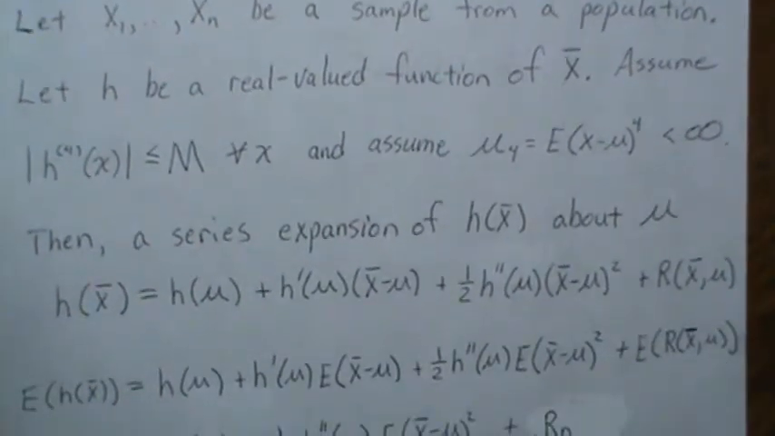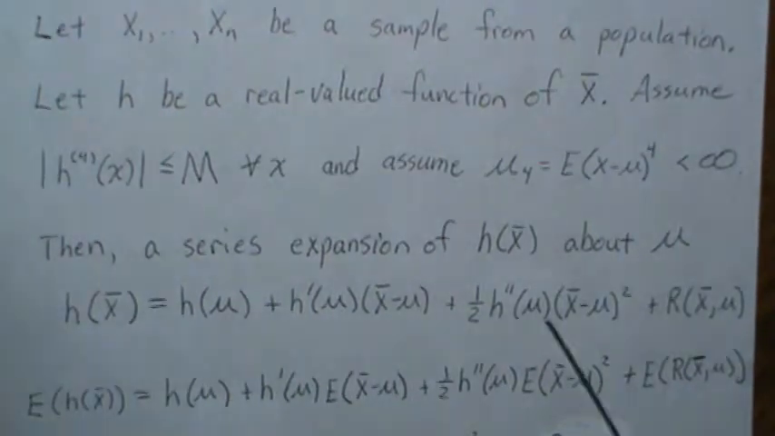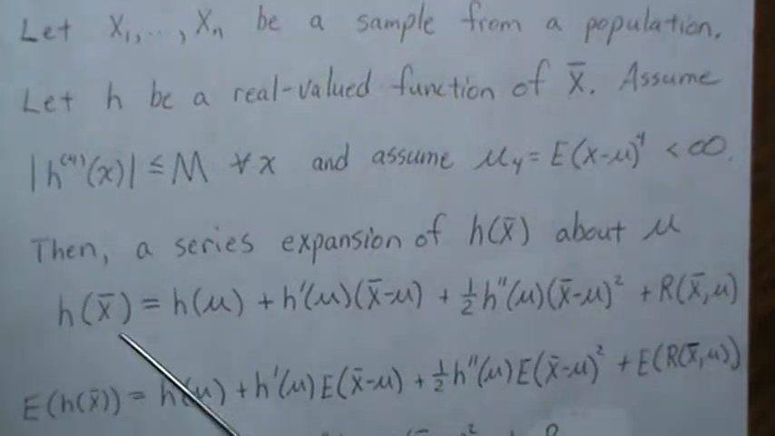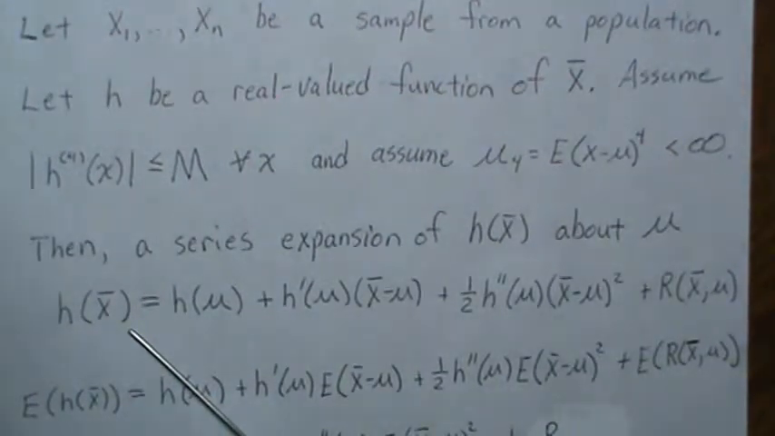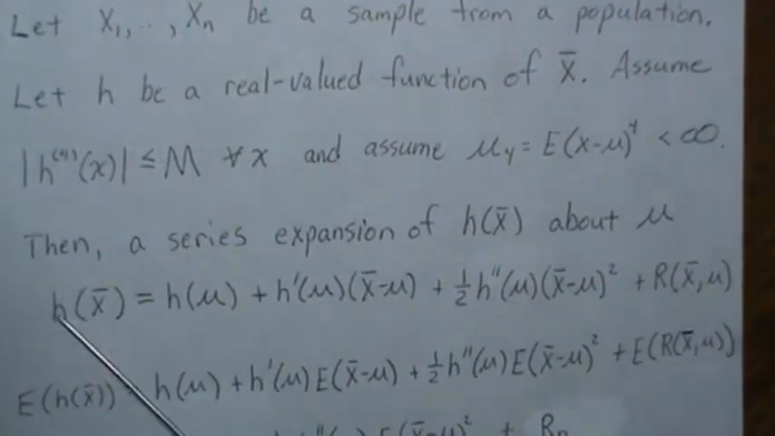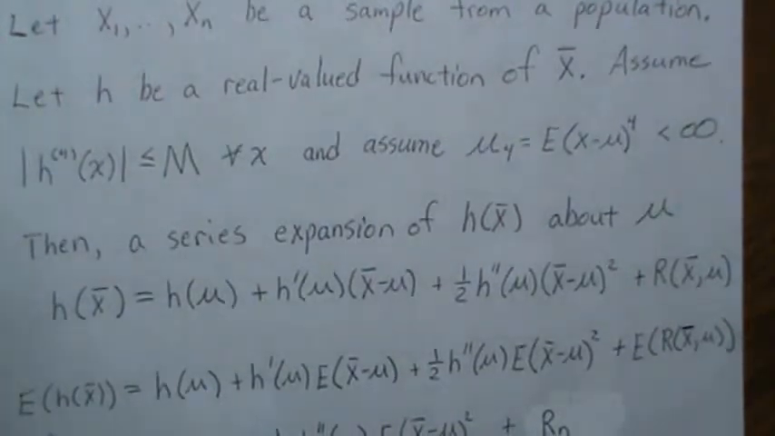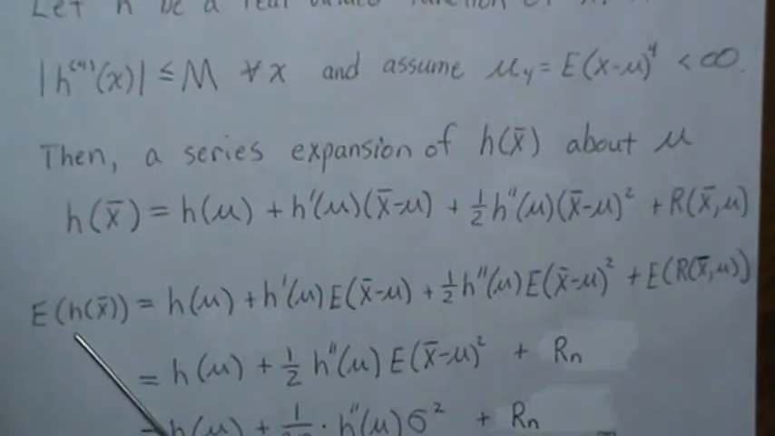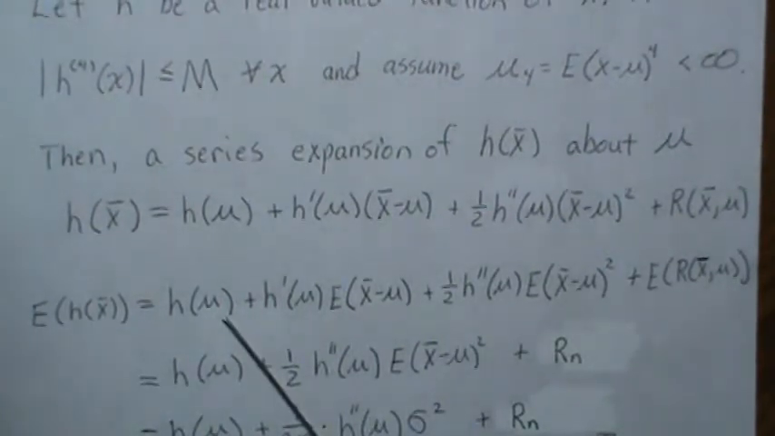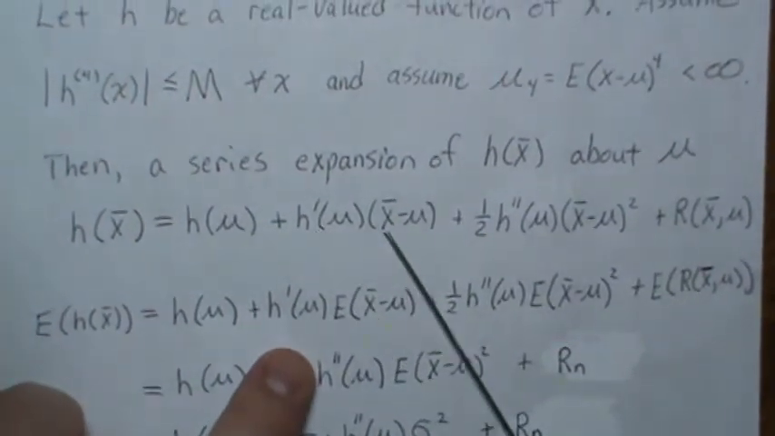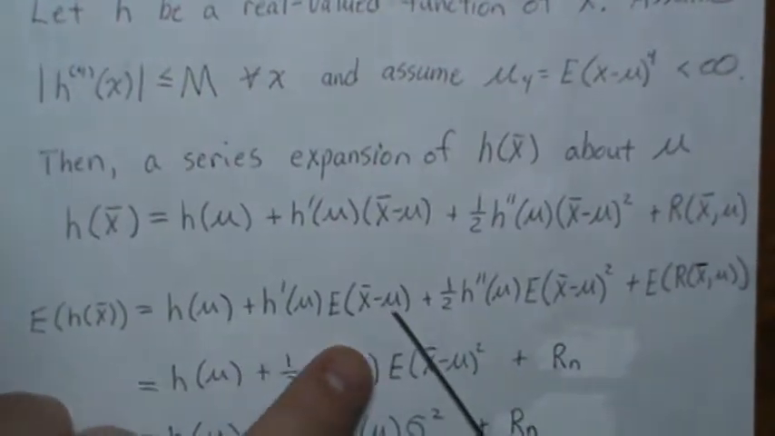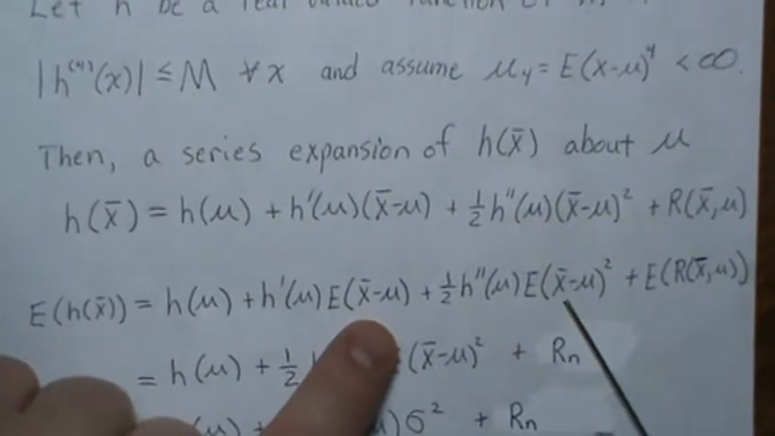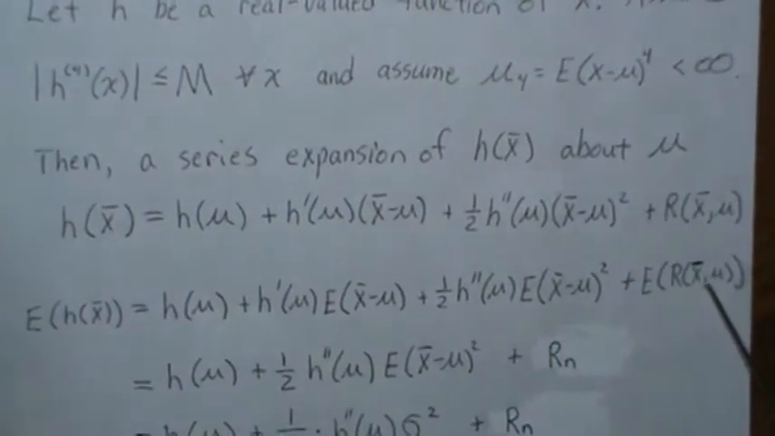Now, let's calculate the expected value of this term. Actually, that's what we want. We want the mean of this function, so that's why we're taking the expected value to obtain the mean. And the mean of this, that's a constant, so it goes into that. These are constants, so the expected value of this, and the expected value of the remainder.